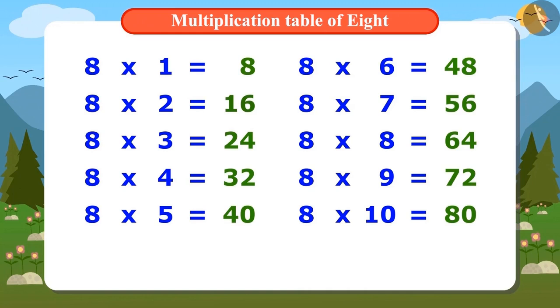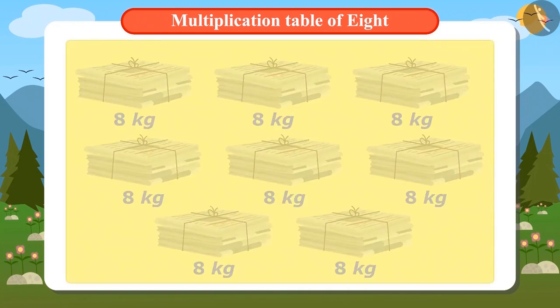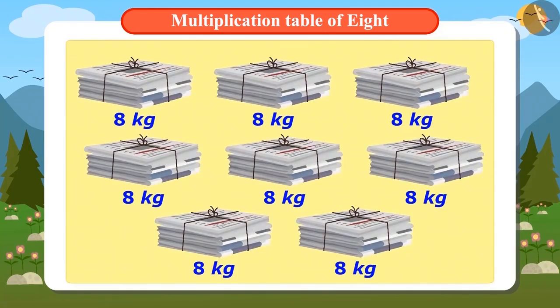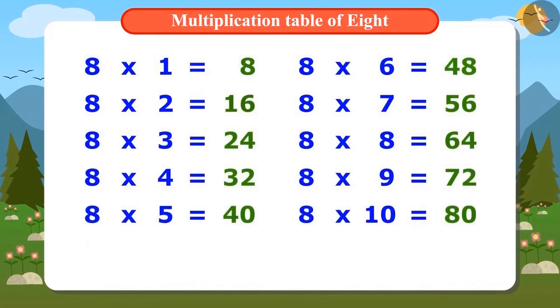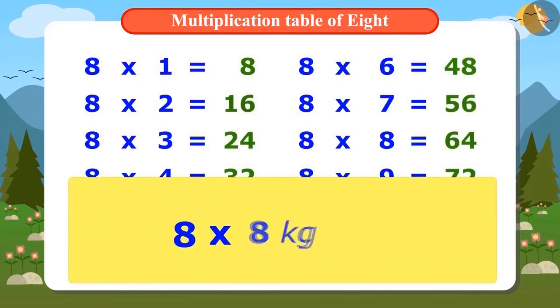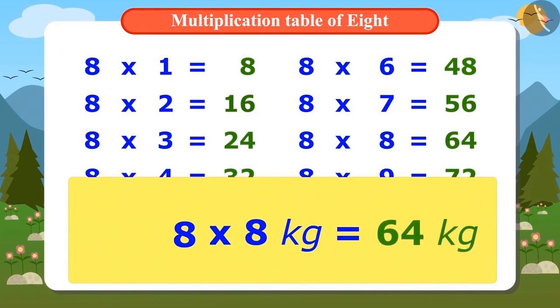Now, with the help of this table, Vandana can calculate the weight of 8 bundles of newspapers, where each bundle weighs 8 kilograms. The answer will be 8 multiplied by 8, that is 64 kilograms.